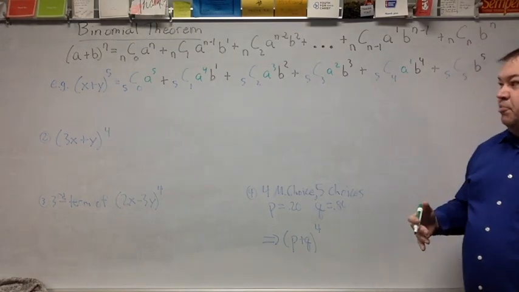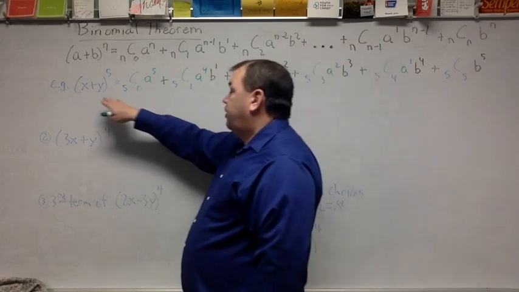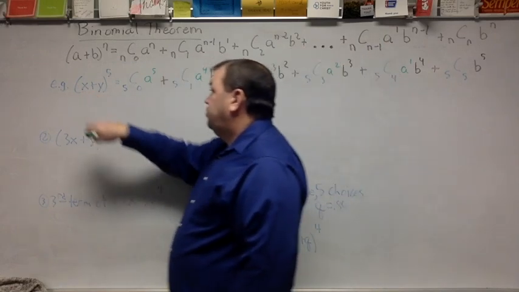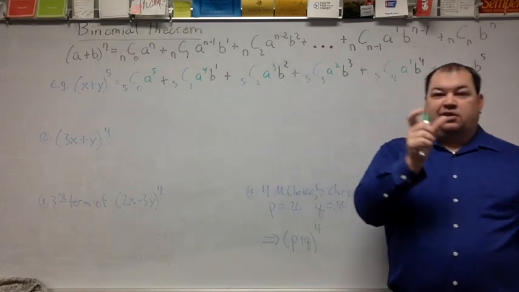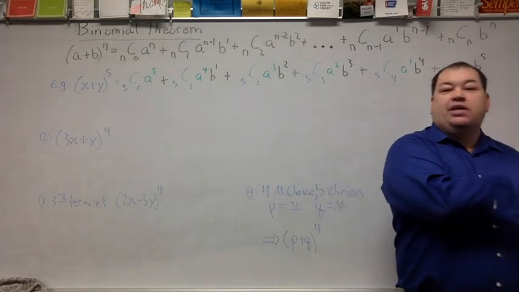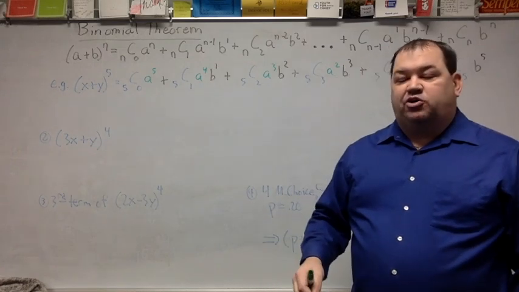Let me show you an example. I started working through one so you get an idea of what's going on here. They want to take x plus y to the 5th. So x plus y times x plus y times x plus y times x plus y times x plus y. That's a lot of foiling. That's a lot of box method. There's a lot of algebra there.